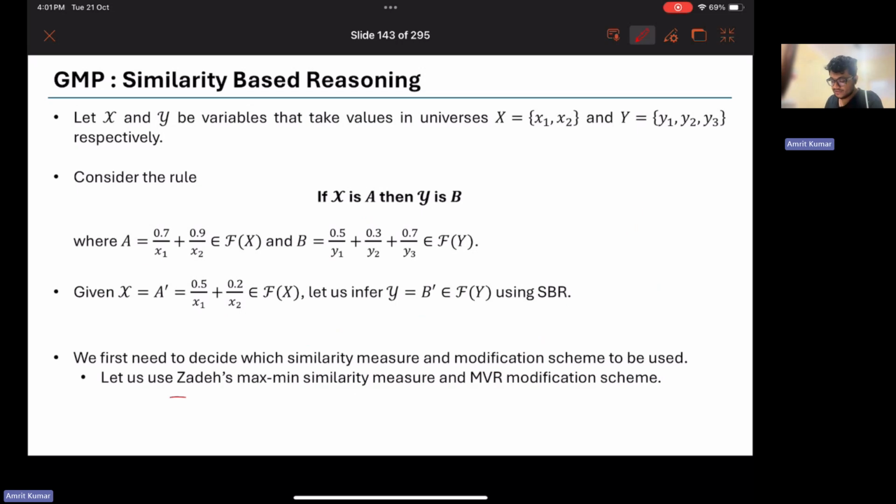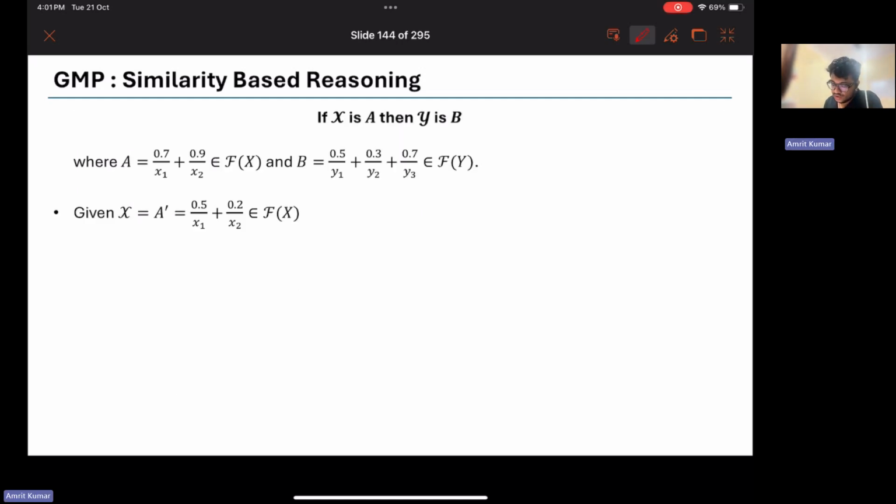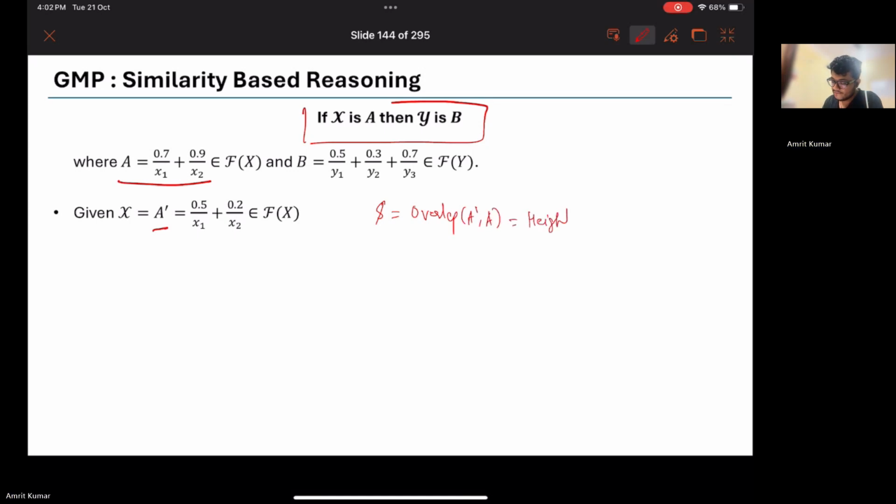Now, suppose I specify that the maximum similarity and MVR modification scheme is to be used. Then let us solve this problem. And notice that when MVR modification scheme is specified, we will use the product operation. Okay. So this is our A dash, our input fuzzy set, and this is our A, the antecedent fuzzy set in the if-then rule. So we'll compute the similarity value S, which is the overlap of A dash in A, or in other words, the height of A dash intersection A.